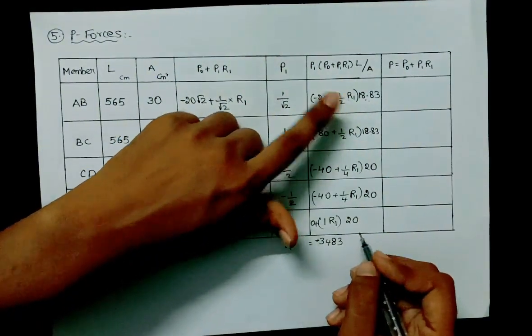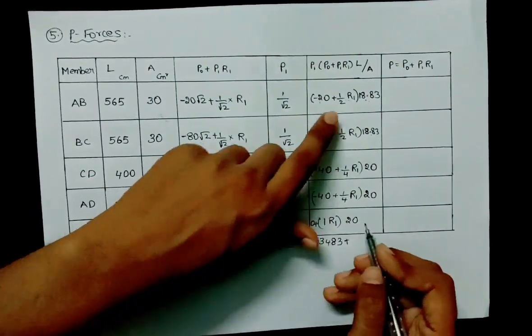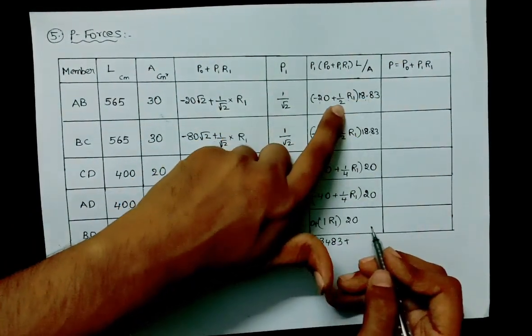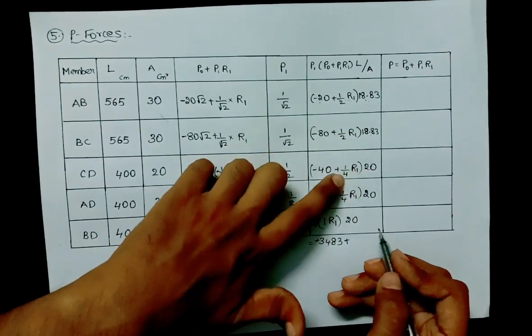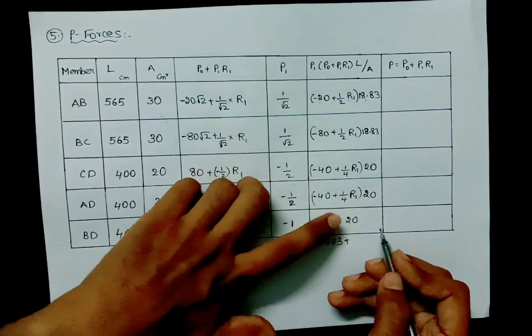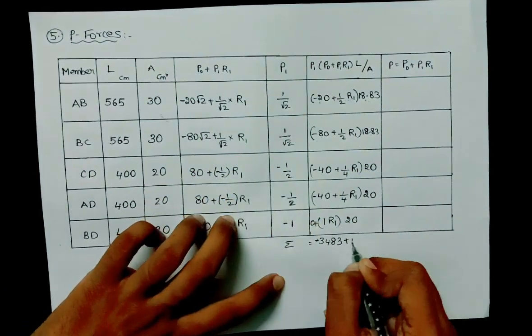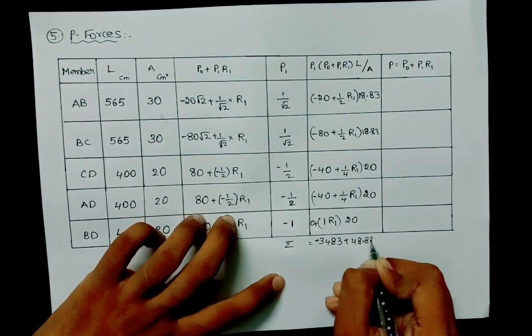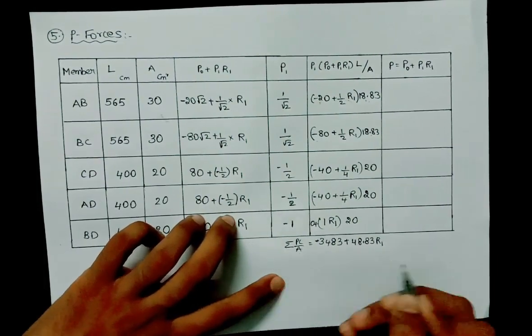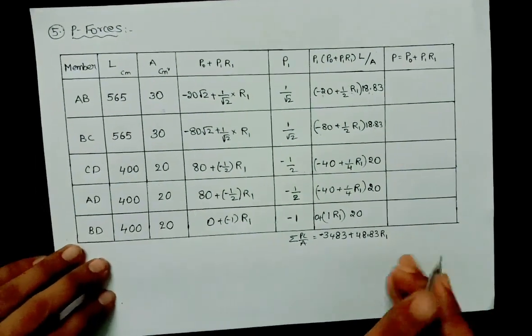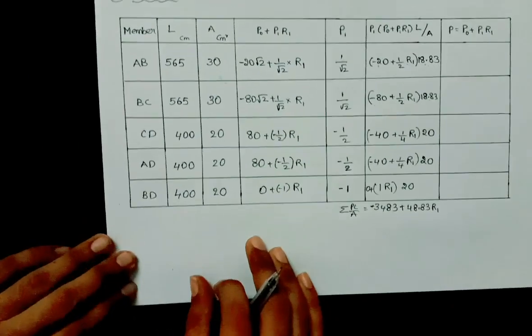Similarly for R1 also, plus 18.83 into 1 by 2 plus 18.83 into 1 by 2 plus 20 into 1 by 4 plus 20 into 1 by 4 plus 20 into 1. You will get 48.83 into R1. So this is the sigma PL by A value. Now we will apply the equation here.